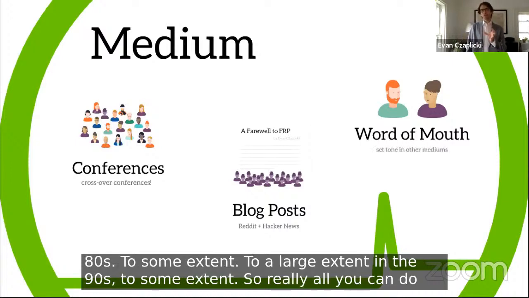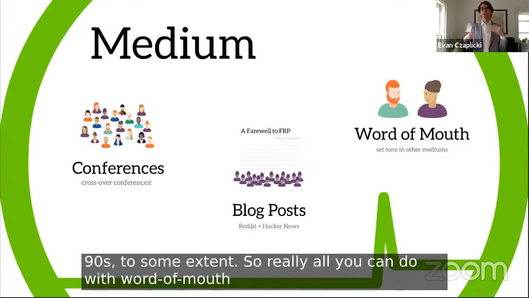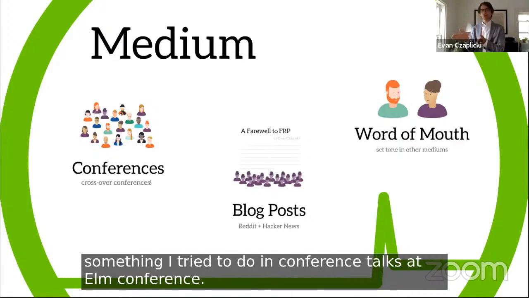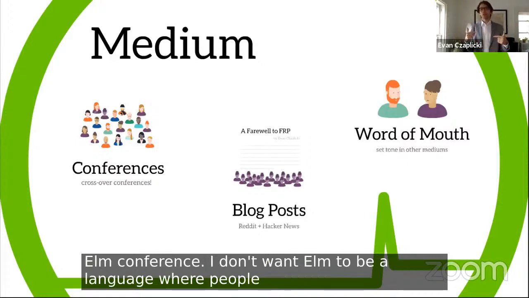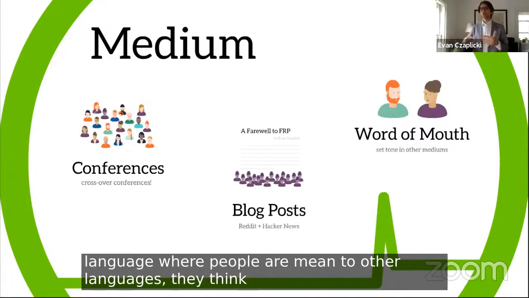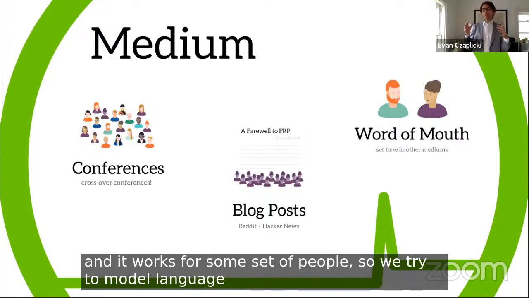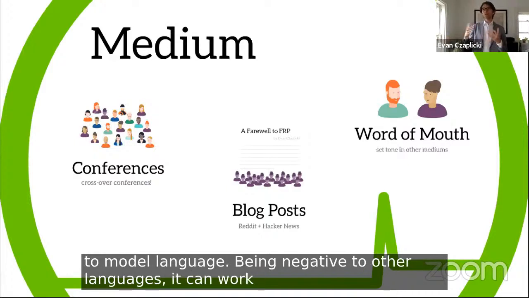So really all you can do about word of mouth is try to set the tone. And so that's something I try to do in conference talks, at an Elm conference. I don't want Elm to be a language where people are mean to other languages or think, that language sucks. It's like every language is doing something different and it works for some set of people. So I try to model that. Being negative to other languages, it can work, but I don't think it's a really great thing to do.